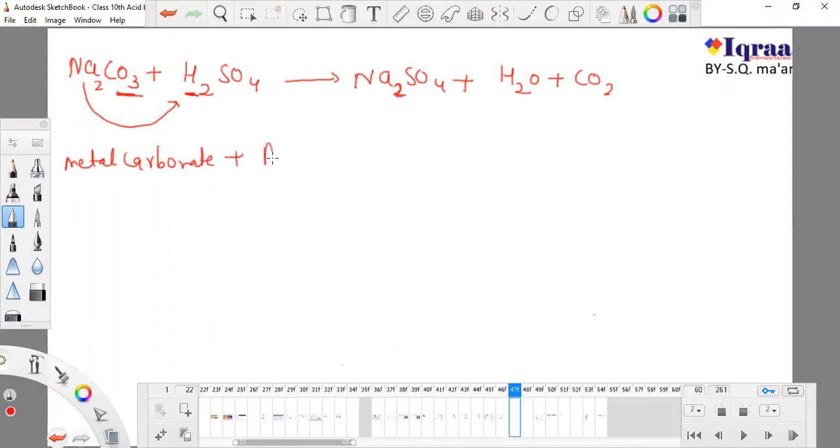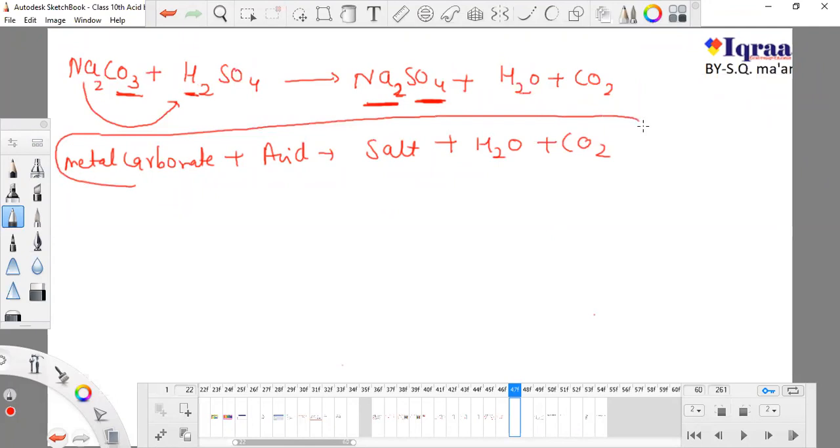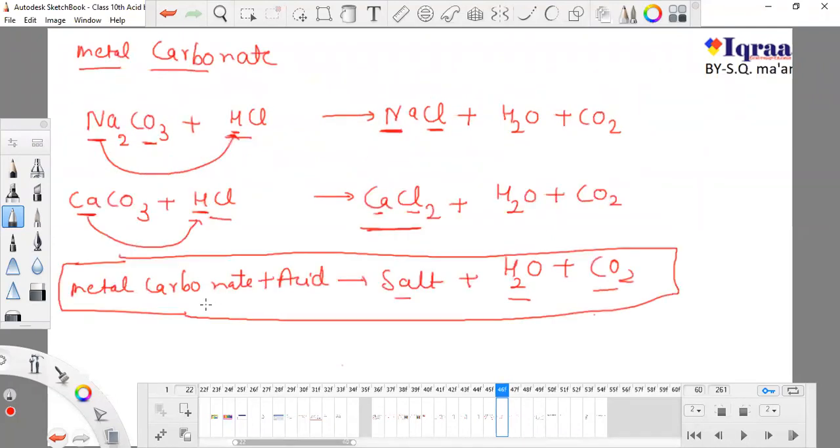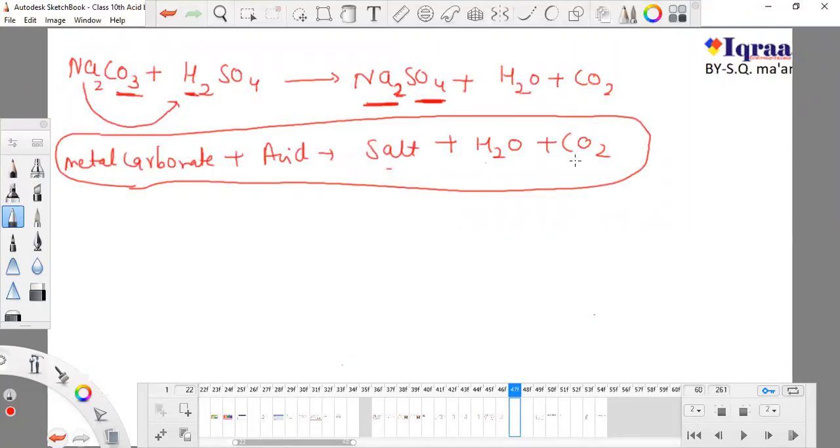If I add metal carbonate with this acid, it will form salt. Again, this is a salt. Why a salt? Because sodium is a metal and SO4 is a non-metal, sulfate is a non-metal. And it will form H2O and CO2. Same formula. Metal carbonate with acid forms salt, water and CO2.